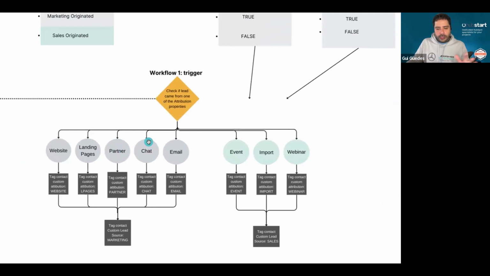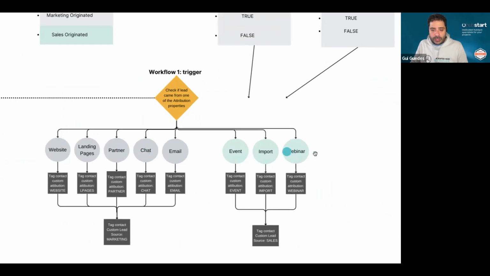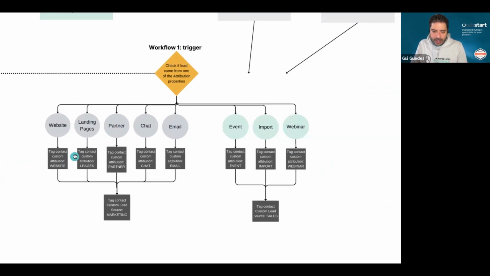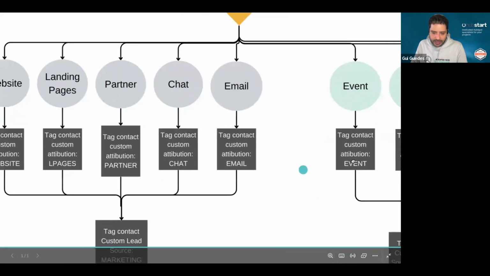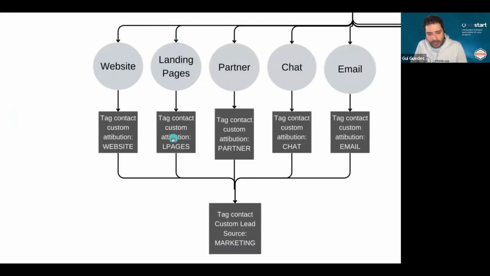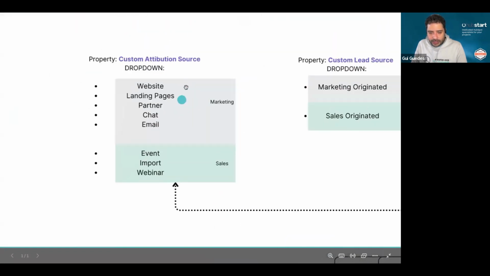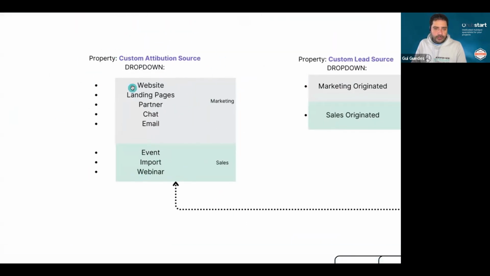So if you branch this particular workflow to understand where people come from, you will be a lot better at understanding what is driving more leads to your account. Okay, so tag them all with these values here. If they come from a landing page, you can call it the way you want, but you can tag them as L pages, for example. They come from a partner, and so on and so forth. So this is how this particular property is used. You define where a person came from.